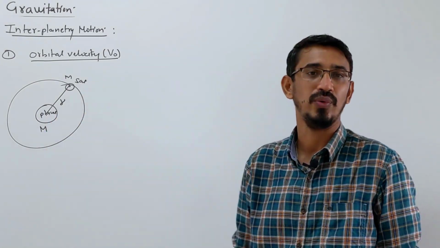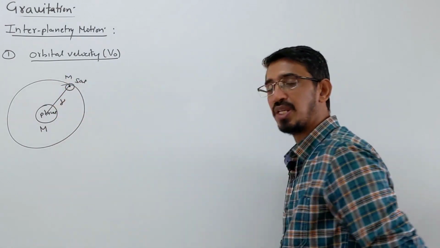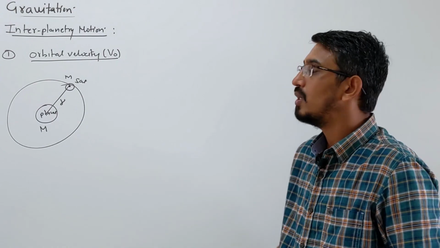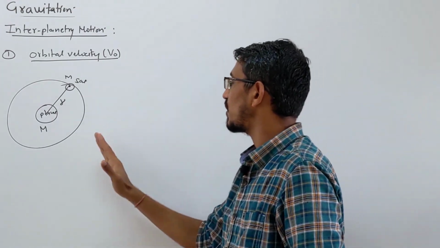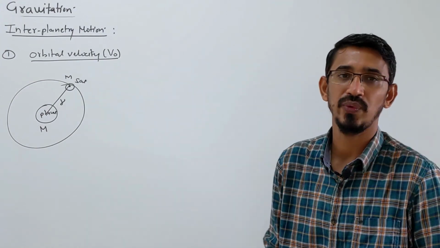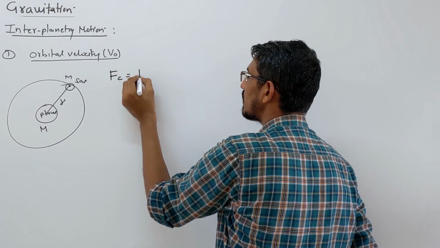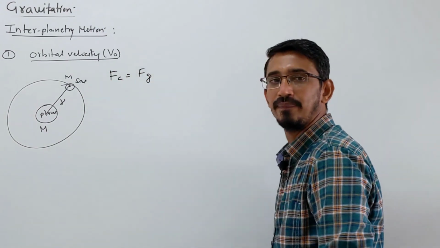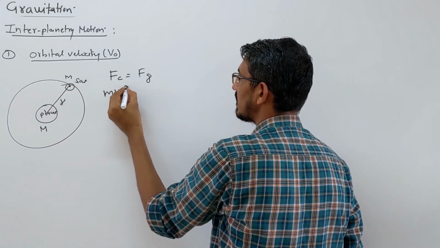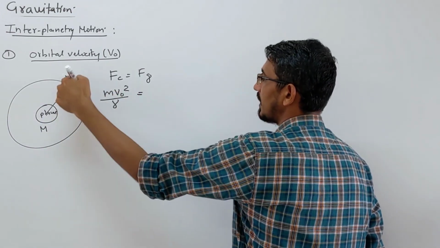When a satellite is moving, the centripetal force required for circular motion is provided by the gravitational force. Two forces are acting on the satellite: one is gravitational attraction, and the other, due to revolution, is centripetal force. The centripetal force required for circular motion is provided by gravitational force, so these will be equal. Fc equals Fg. Centripetal force is m, the mass of the satellite, into its velocity squared by the radius of this orbit.